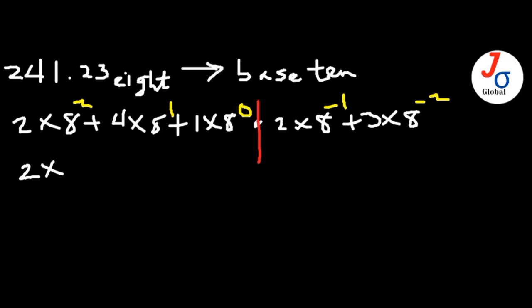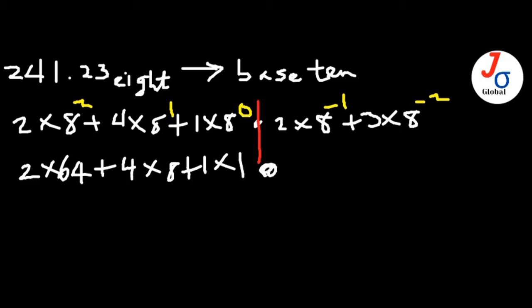Okay, good. Then I'm going to have 2 multiplied by 8 raised to the power of 2, which is 64, plus 4 multiplied by 8 raised to the power of 1, which is 8, then plus 1 by 8 raised to the power of 0, which is 1, then you have your decimal point, then you have 2 multiplied by 1 over 8 to the power of 1, then plus 3 multiplied by 1 over 8 to the power of 2.